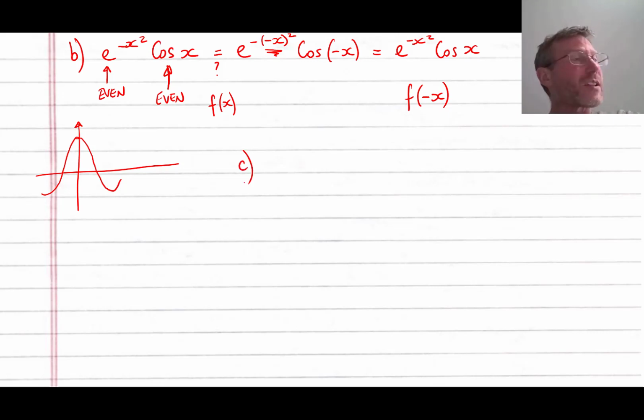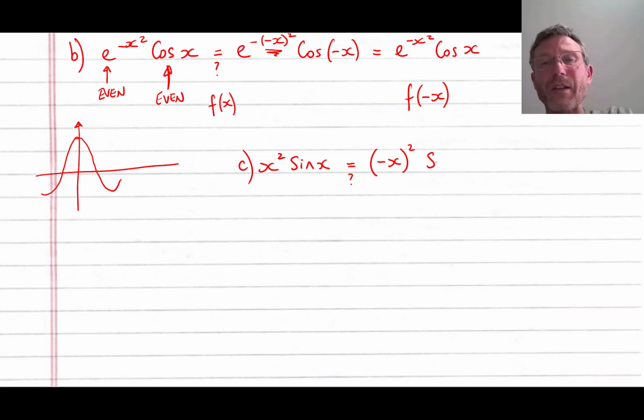Let's look at another example here. Example C in the textbook is x squared sine x. Now we'll plug some values in here. We're going to ask the same question: what happens when we plug minus x in here? When we replace the x with a minus x, we get minus x squared sine minus x. We recognize that the x squared piece is an even function.